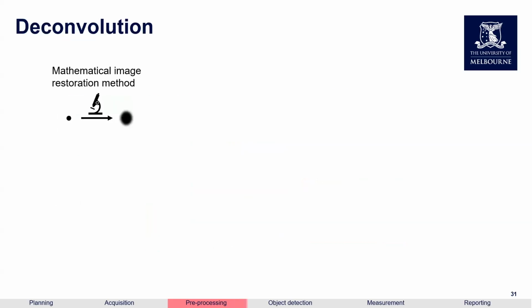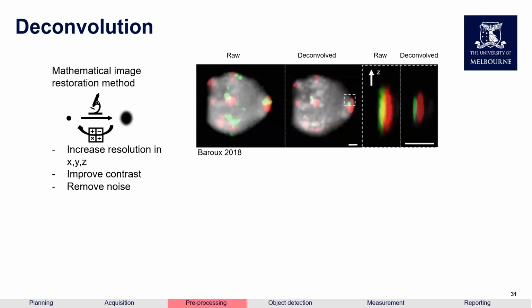Then lastly, deconvolution. Deconvolution is a mathematical image restoration method based on a model of how light scatters in your microscope, which is called the point spread function. It tries to restore the signal to increase the resolution in XYZ, improve contrast and remove noise. As you can see in this example, the localization and the separation of the green and red objects will be much more accurate after deconvolution.